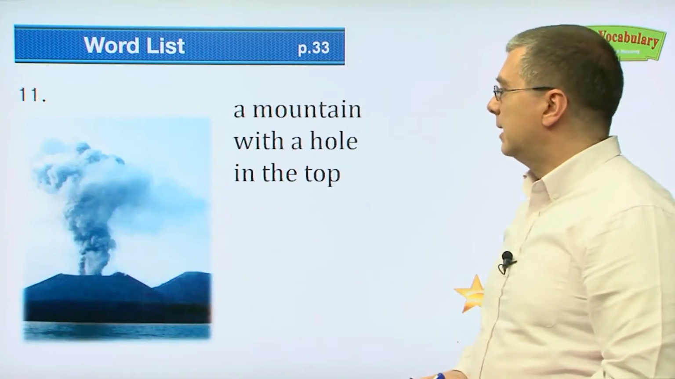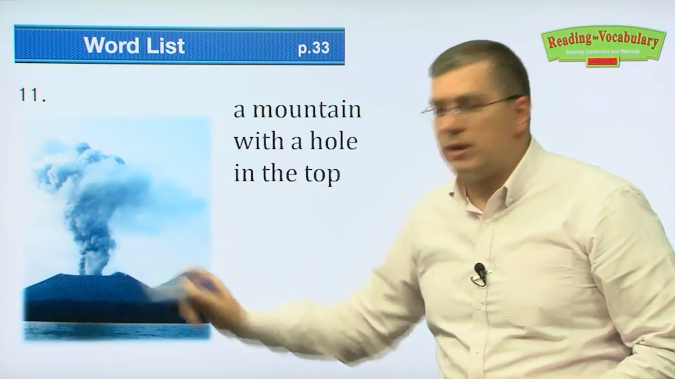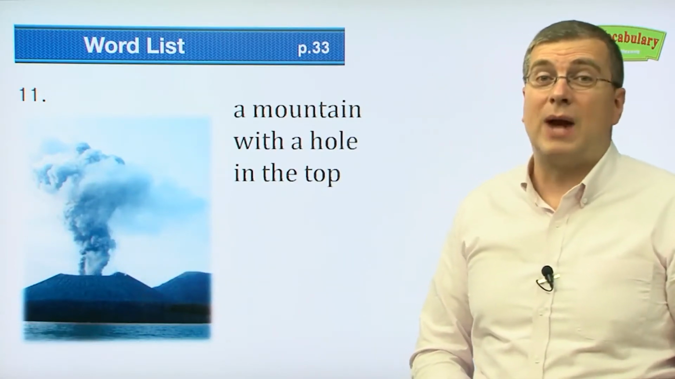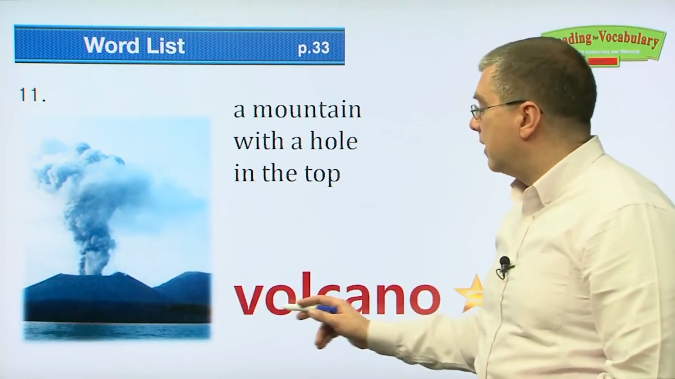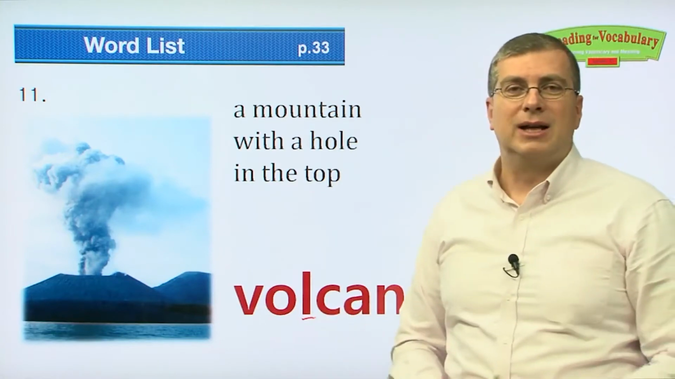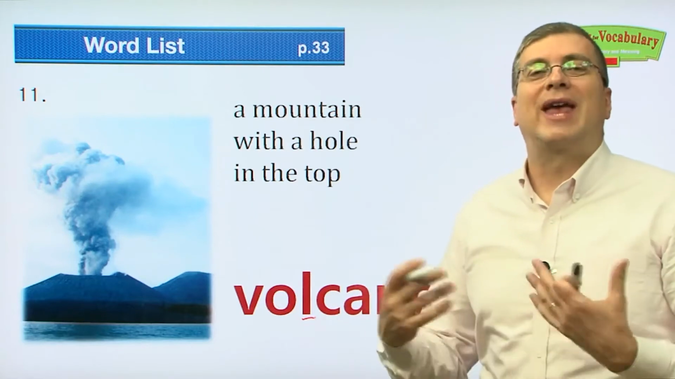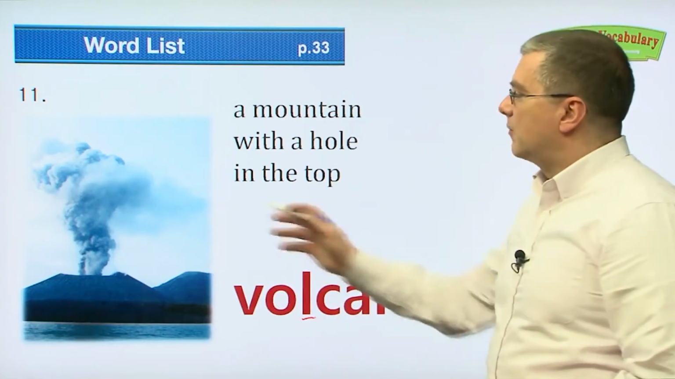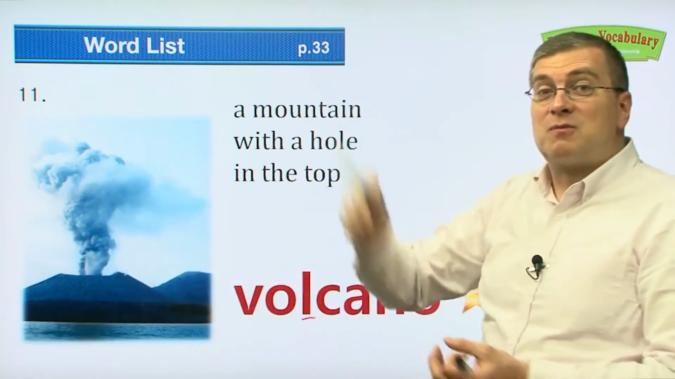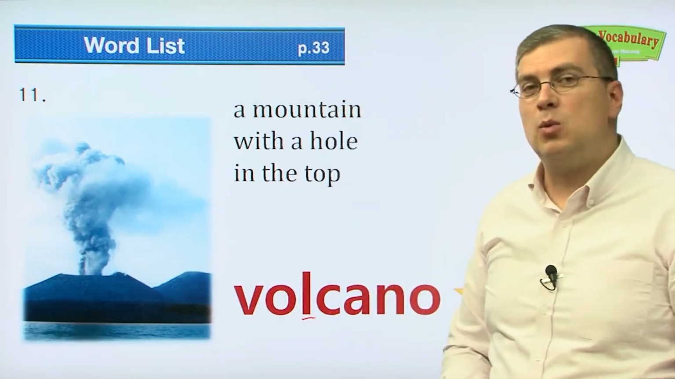Okay. Next one. A mountain with a hole in the top. We've already talked about this word. I've used it several times already. Of course, we're talking about a volcano. We don't really pronounce the L. You don't say volcano, you say volcano. Okay? So, of course, we're talking about this. It's a mountain. There's a hole in the top, and smoke, ash, and lava come out of the volcano, erupt.